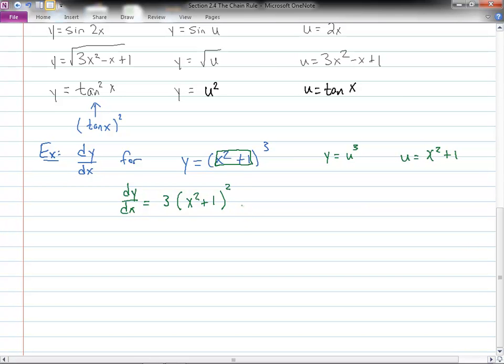But don't forget to multiply by the chain. So what's the derivative of what's inside? 2x. And you always got to simplify after you apply the chain rule, so let's put the coefficient part together. So 3 times 2x is 6x times x squared plus 1 quantity squared. That is your derivative.